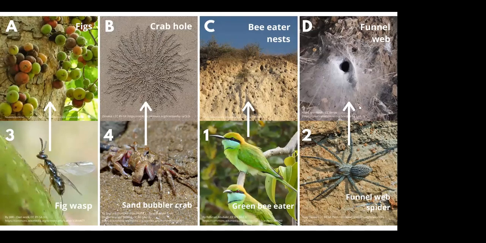The last one is D, and this is a funnel web. This is made by someone called the funnel web spiders. We have many, many species of these in India.